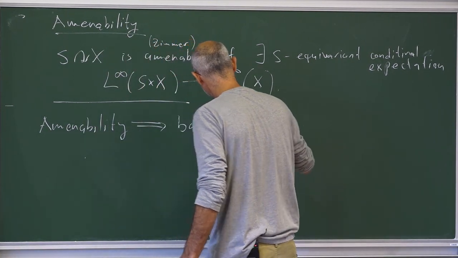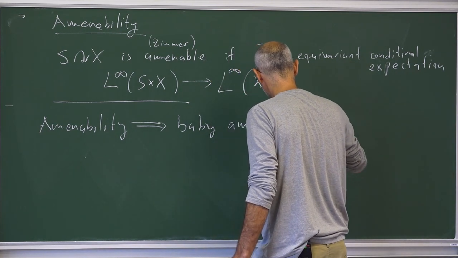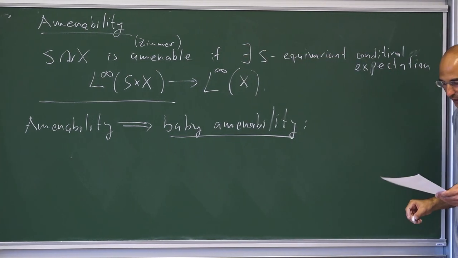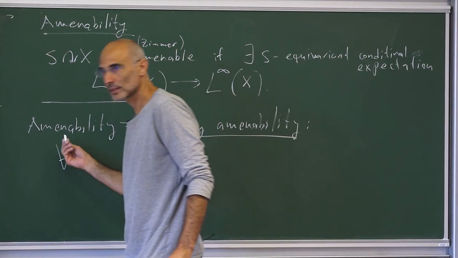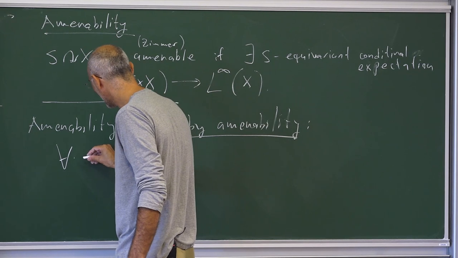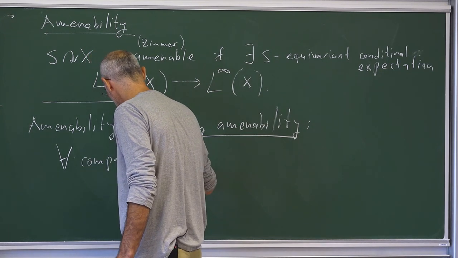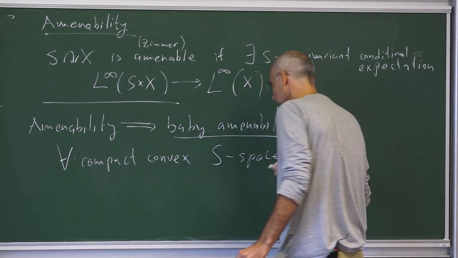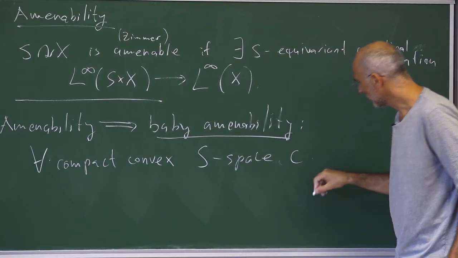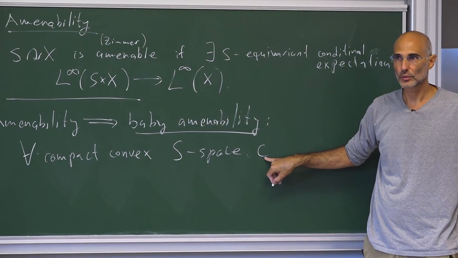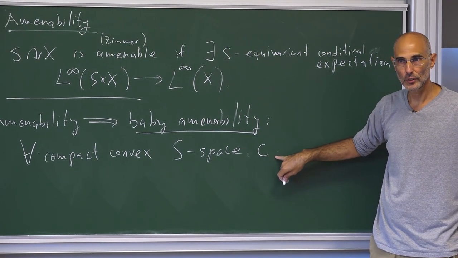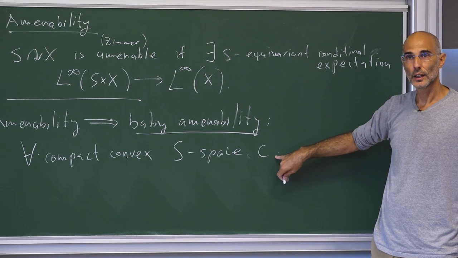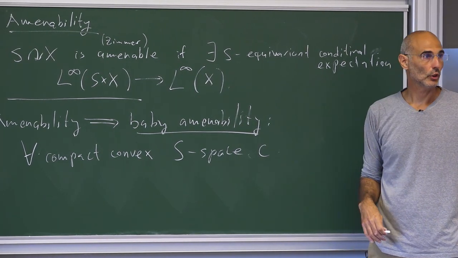that sometimes people call baby amenability, which is almost equivalent. And this is what counts for us. That's going to be a fixed point property. For every compact convex S-space, so I'm having here C, which is a subset of a locally convex topological vector space, on which S acts linearly, and C preserves the action, and C is convex and compact for the topology.